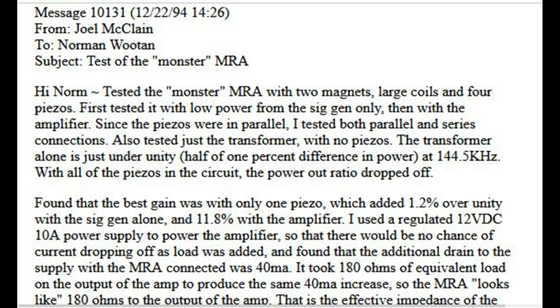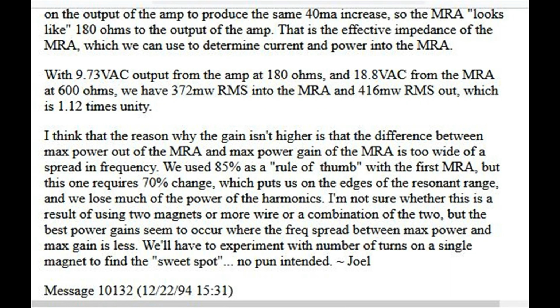I used a regulated 12 volts direct current, 10 amps power supply to power the amplifier, so that there would be no chance of current dropping off as load was added, and found that the additional drain to the supply with the MRA connected was 40 mA. It took 180 ohms of equivalent load on the output of the amp to produce the same 40 mA increase, so the MRA looks like 180 ohms to the output of the amp. That is the effective impedance of the MRA, which we can use to determine current and power into the MRA.